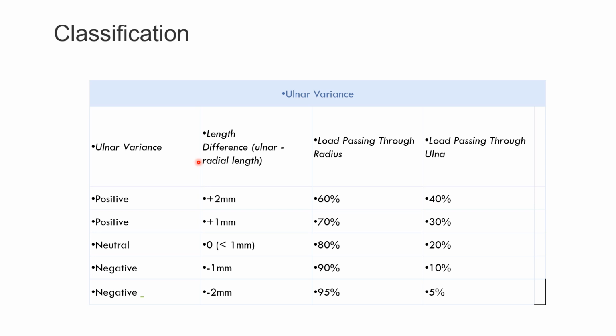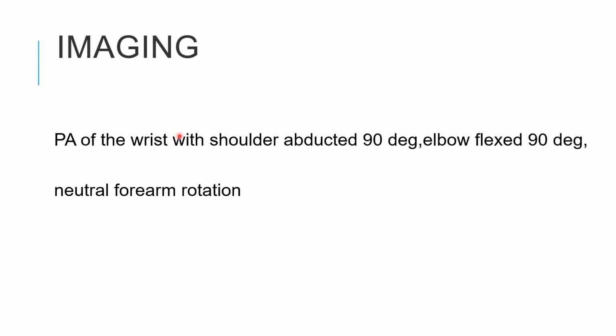Next is the classification. Depending on the length difference, the load passing through the radius and the load passing through the ulna will vary. So positive ulnar variance means the length of the ulna is more and the load passing through the radius will be less. Negative ulnar variance means the load passing through the radius will be more because the length of the radius is high. So imaging: PA view of the wrist with the shoulder abducted to 90° and elbow flexed to 90° in neutral forearm rotation is the ideal view.